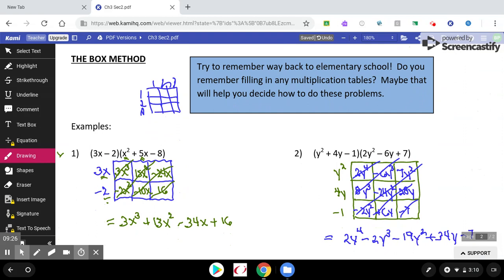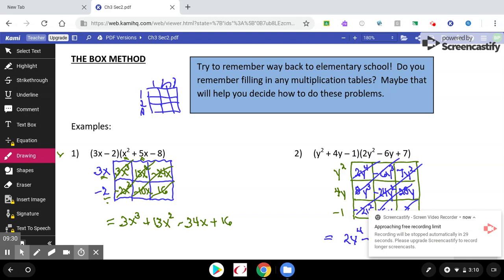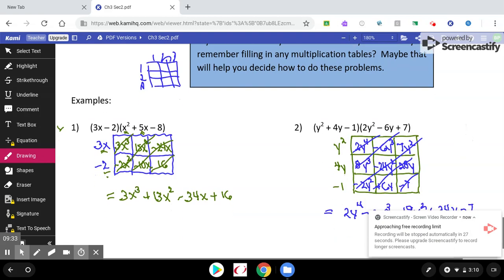Now there is a way you can just do the distributive property multiple times, but it's easy to lose track. With the box, it's hard to lose track because on number 2, if you know there's 9 boxes to fill in, well, you're not going to miss one. So you're going to get all 9 multiplications.